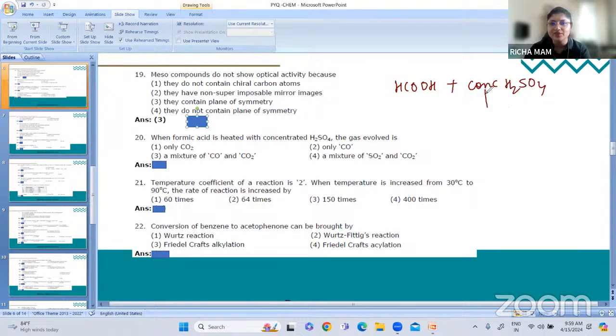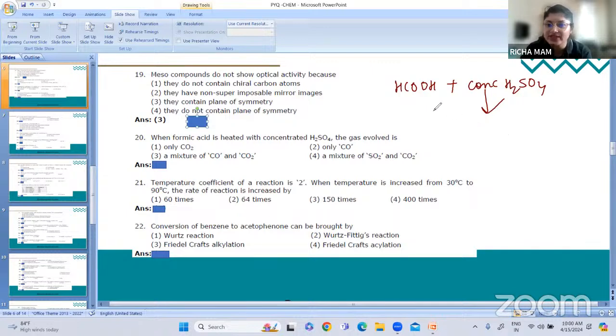Yes. So which is a gas evolved? When formic acid is treated with concentrated H2SO4, what does it give you? It gives you carbon dioxide or carbon monoxide.